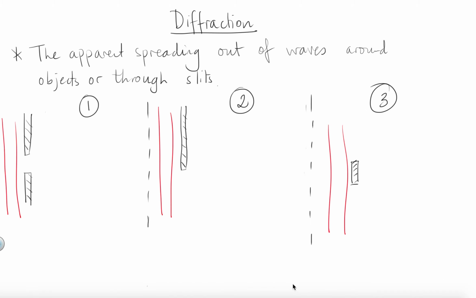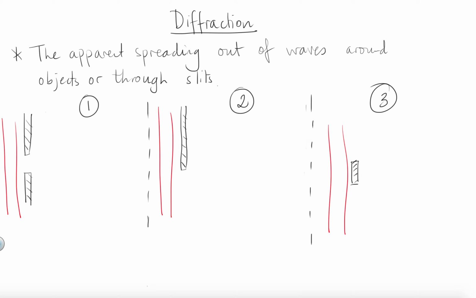Carrying on this topic, we're going to talk about the phenomenon of diffraction, and that is the apparent spreading out of waves around objects or through a slit. So I'm going to show three examples here. Example 1 is diffraction through a slit, a single slit. Example 2 is diffraction around an edge, and example 3 is diffraction around an object.